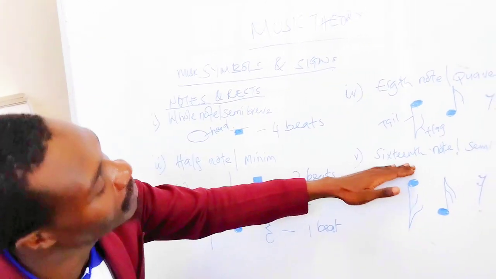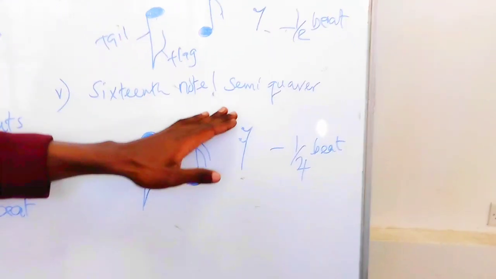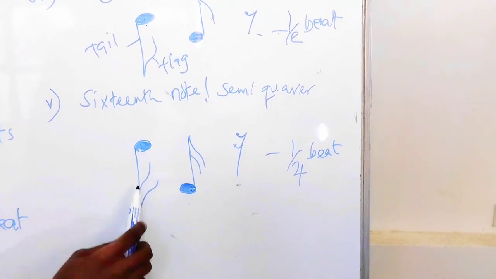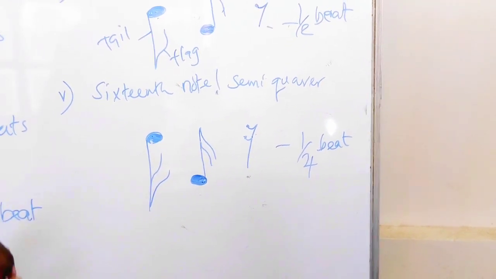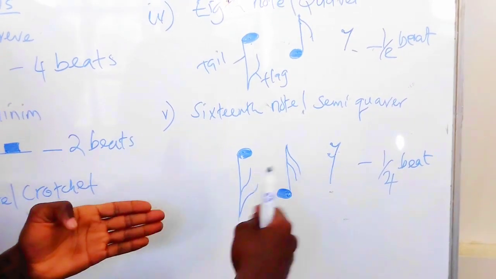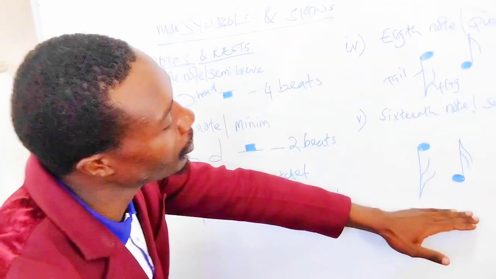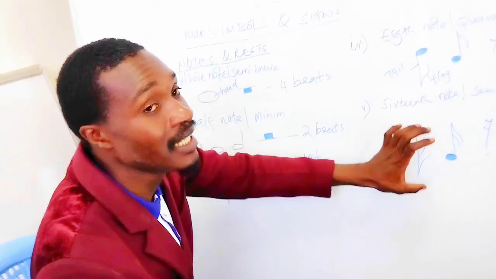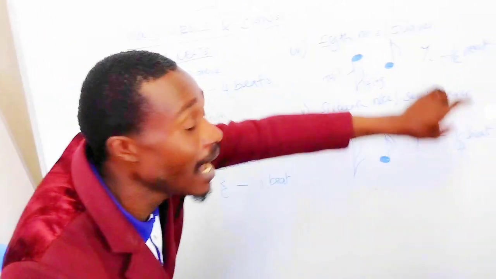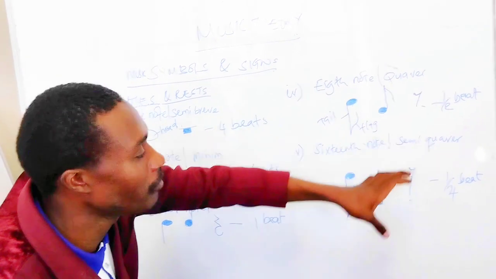Now we have got another one, which is a 16th note. A 16th note is also called a semiquaver. Semiquaver is having a head. We have got a tail. Now this time around, it has got 2 flags attached to it, and you can see they are all of them facing on the right. Because it is a quarter of the beat, it is half of this quaver. It is a quarter of the beat.